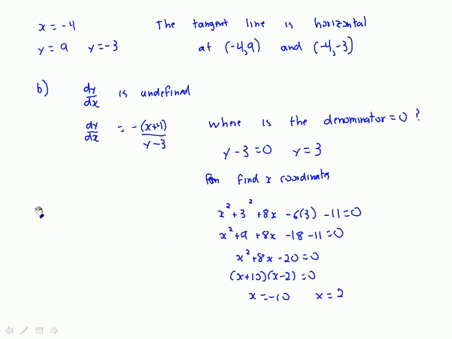So therefore, the tangent line is vertical at (negative 10, 3) and (2, 3). X is 2 and y is 3. You could graph this at this point now. You could find the midpoint, all sorts of cool things you could do with it. Do one more question. We've been running on for a long time here.